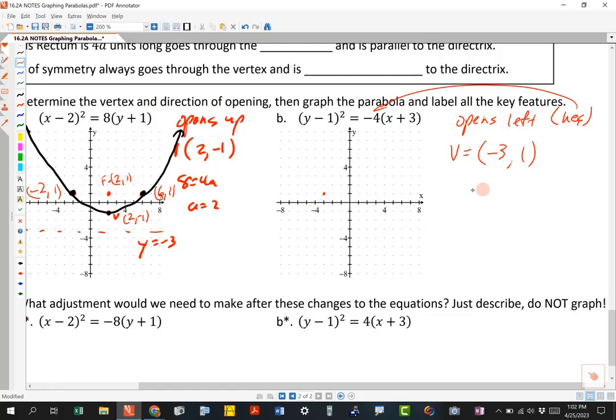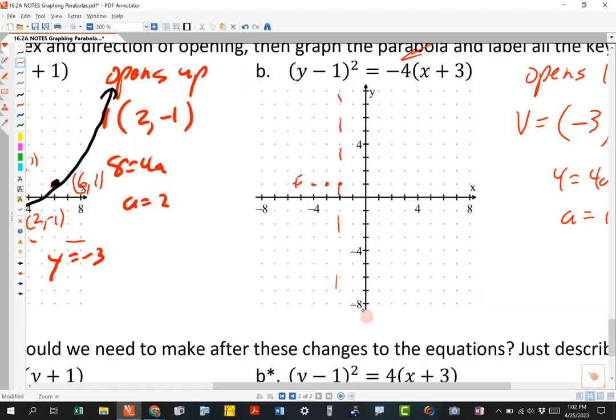And then let's see, we'll just do the 4a. So a is equal to 1. So we're going to go 1 unit this way, and that's going to be the directrix, because again, it's going to open to the left, and 1 unit this way, so that's going to be the focus. And I'm going to zoom in on this just a little bit. So this is going to be x equals -2. And let's see, we go 4 units altogether.